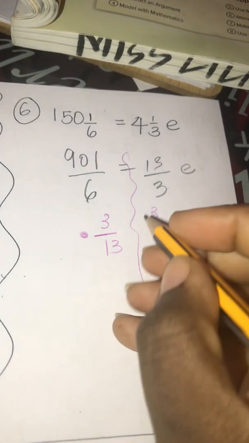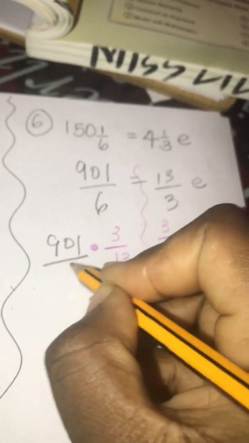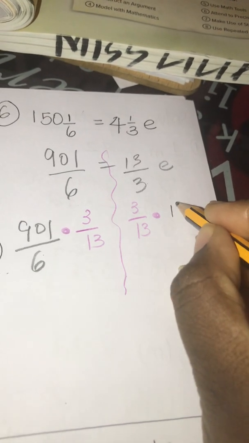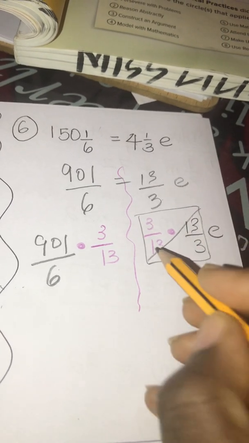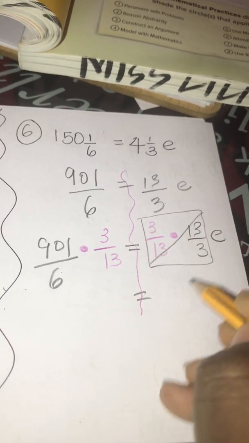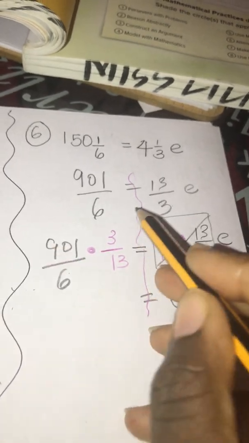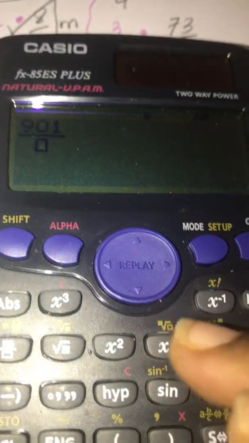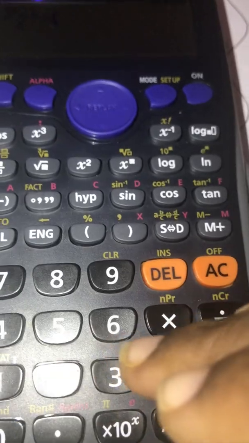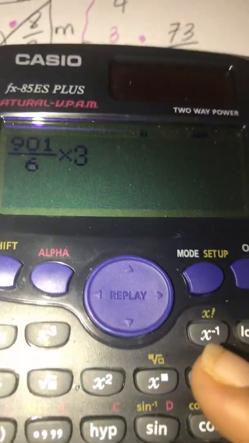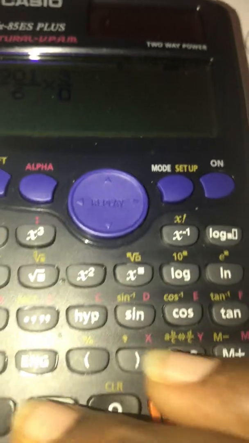Then I write my question. 901 out of 6. 13 out of 3e. This goes away. And that becomes e. Then I need to do that. Okay? So 901 out of 6 multiply by 3 out of 13.